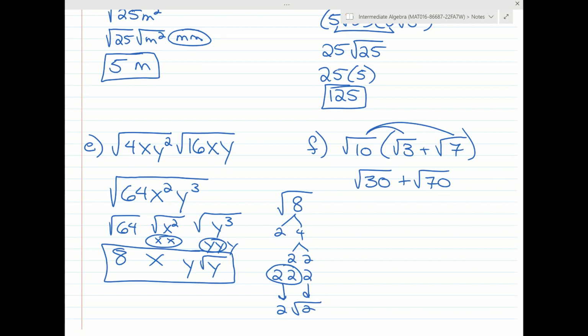Now, I don't think anything goes into the square root of 30. We could check. It's just 3 and 10. 10 is 2 and 5, so there's no groups there. Similarly with 70, it's 2 and 35, which is 5 and 7. There's no groups there either. Our final answer would just be that.